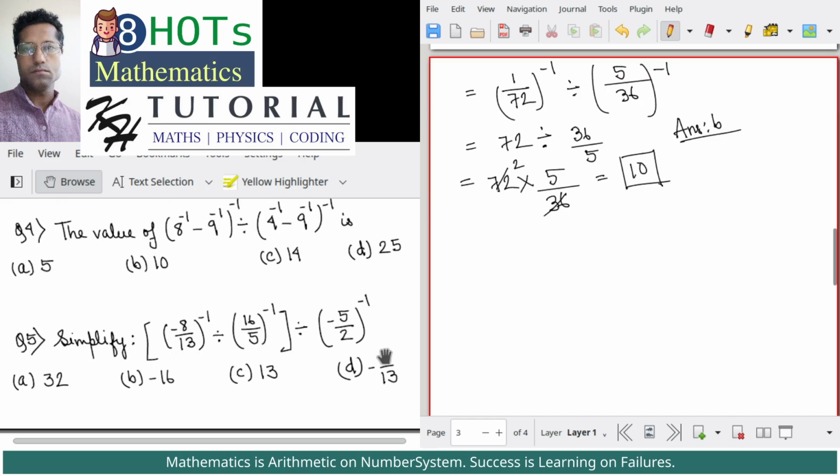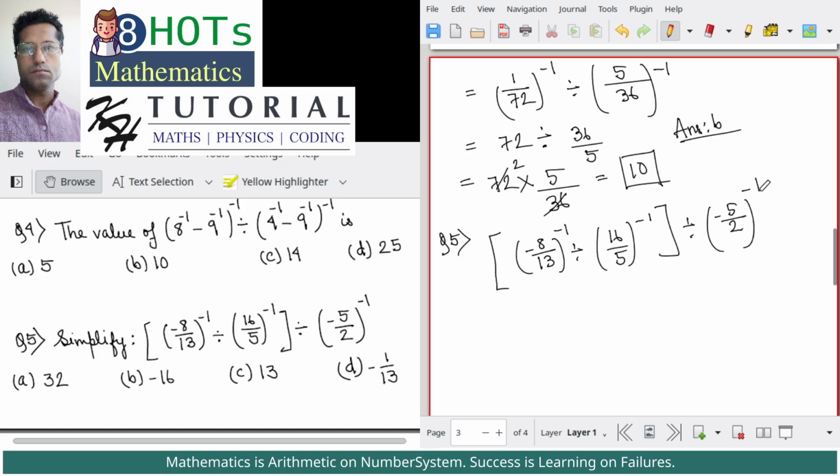Okay, let's do the last problem, problem number 5. Simplify. Okay, so the expression given is (minus 8 by 13) whole raised to the power minus 1 divided by (16 by 5) whole raised to the power minus 1, and this whole divided by (minus 5 by 2) whole raised to the power minus 1. Okay, so all the powers are minus 1. This should be relatively much easier.